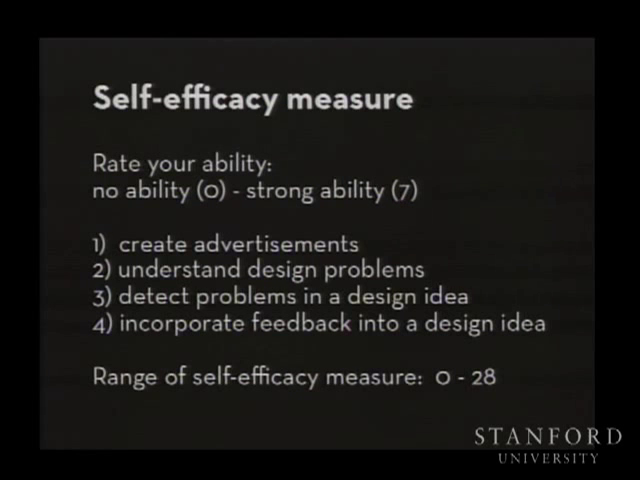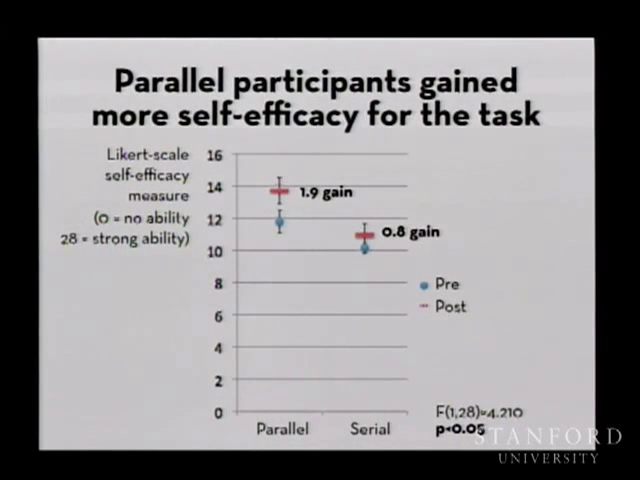Now, the change in self-efficacy score is why it's interesting. It's an indication of how the conditions, the manipulation that we conducted, the process that we imposed on folks, influenced their own belief in their design abilities. And what we found was the following. Parallel participants significantly gained self-efficacy compared to serial participants who reported no change in their perceived ability.